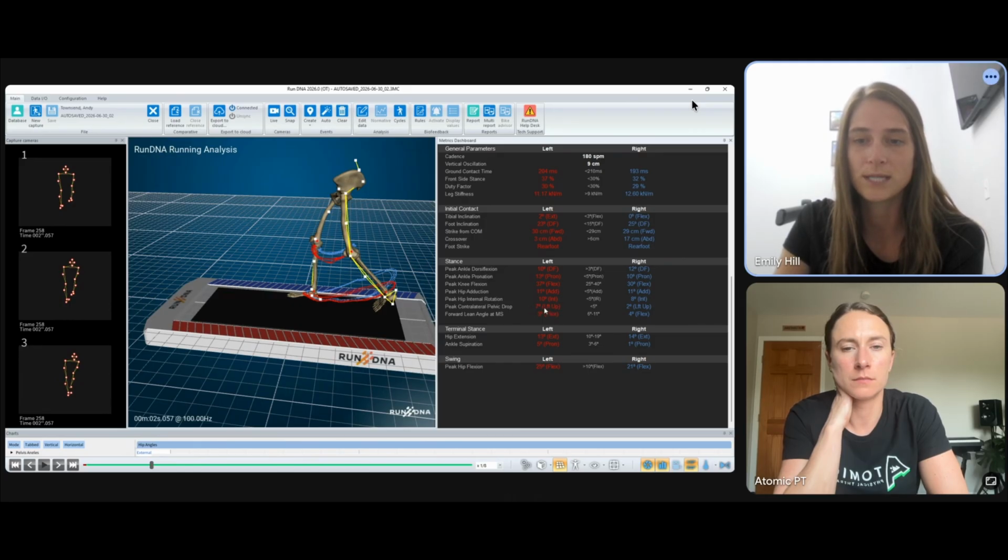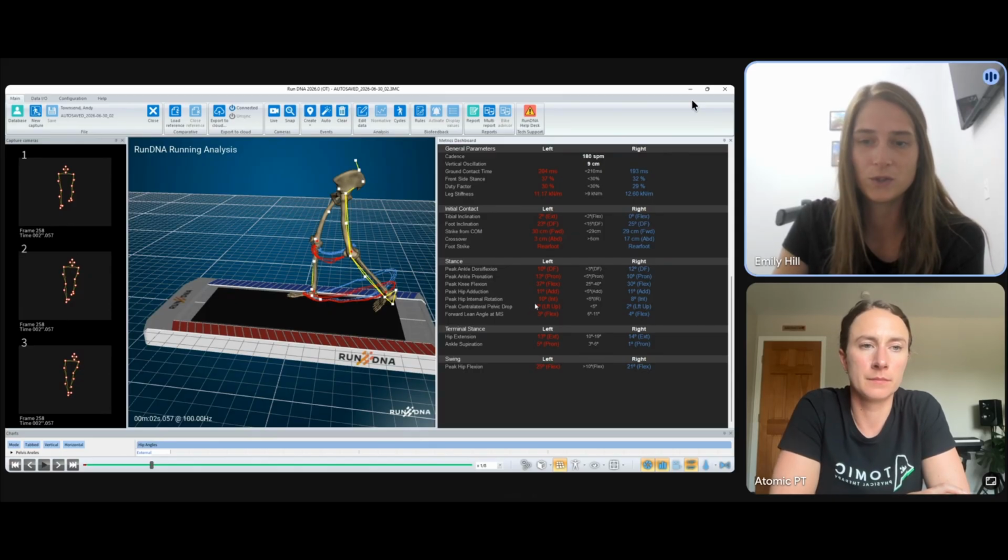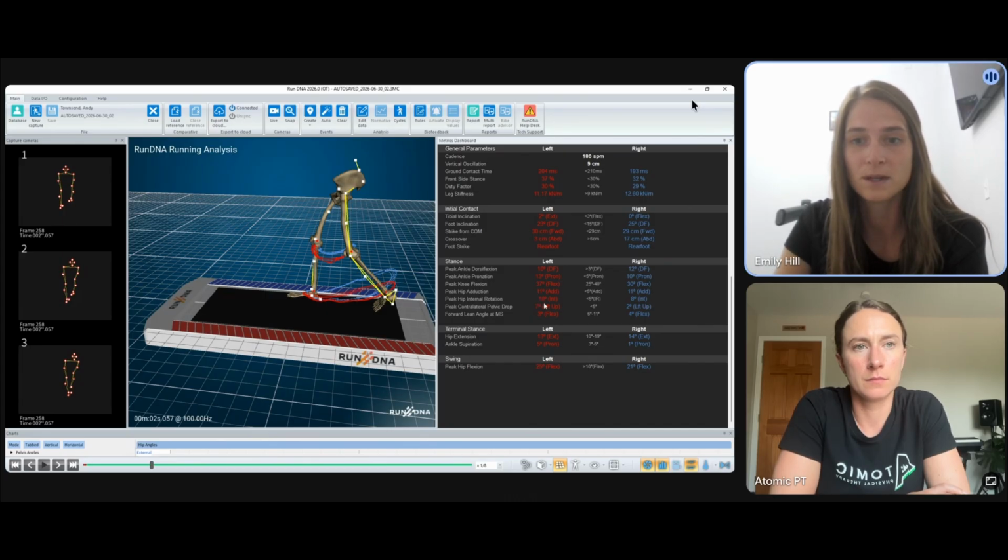I like to take into consideration all 3 of these values because one might be pretty close to normative or within normative, but then the other ones are pretty high outside of it. And so that can still tell us that there's something going on at the hips.